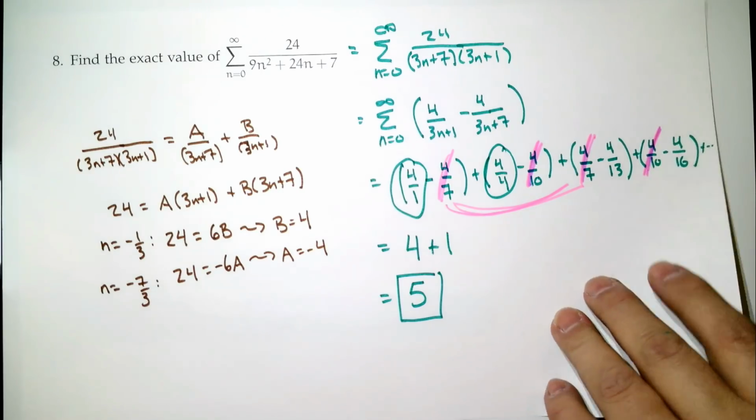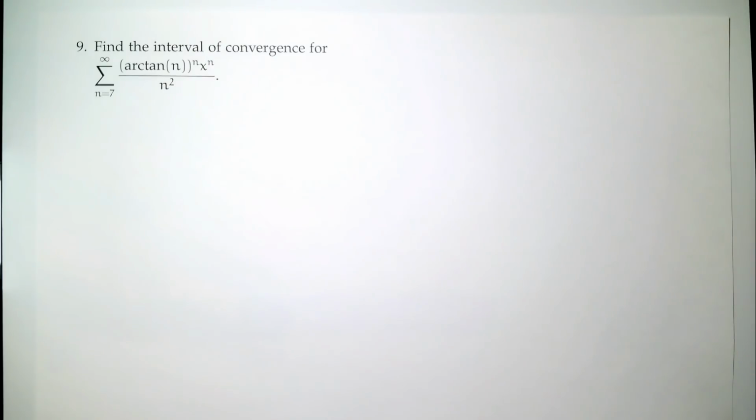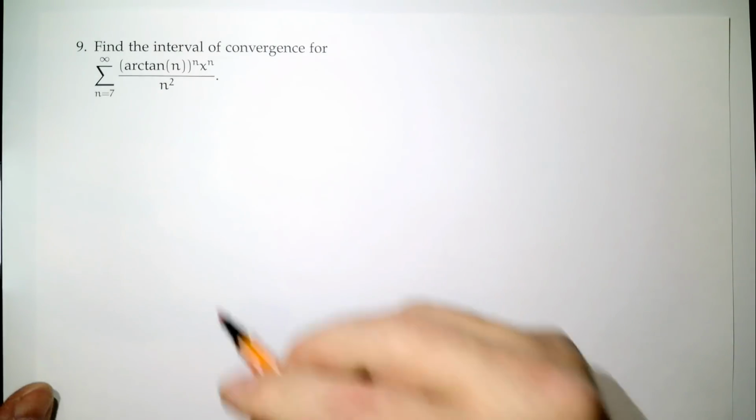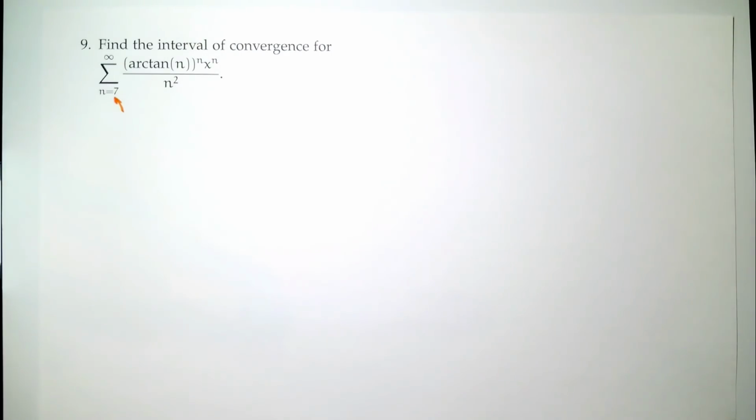Okay. Number 9. Find the interval of convergence of the sum n equals 7 to infinity, arctangent of n to the n times x to the n over n squared. Now, interval of convergence, do I care about where I start? Does the fact that I start at 7 make any difference to my interval of convergence?